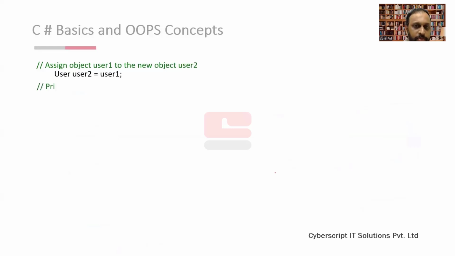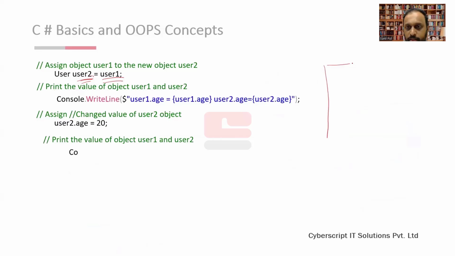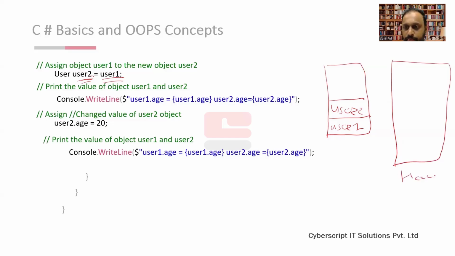Now we are creating another object of the same class, that is user2. We have declared one user2 reference variable, and we are assigning the object user1 to it. So in the stack, memory would be allocated for both variables, user1 and user2. Both are reference variables, and the actual memory would be allocated in the heap memory. So this is the user object which contains the age variable. The initial value was 10.